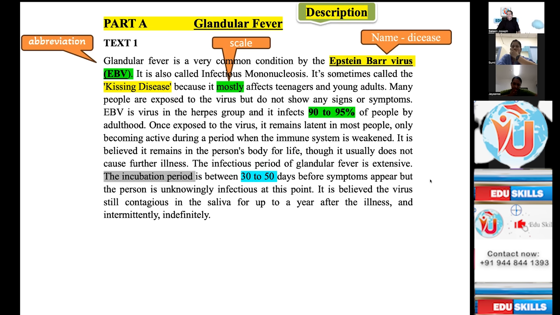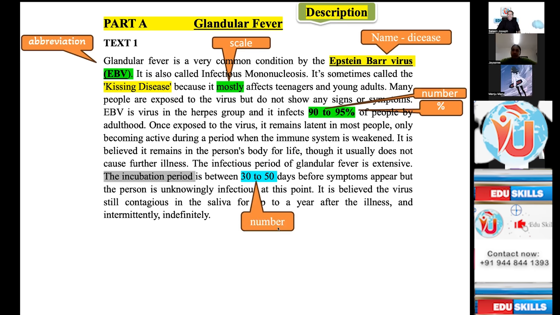Then you have numbers and percentages. Both you have here, number and percentage. Now this is from the text. Next one again, you have a number here. Now write down these things in your notebook. And when you find the questions and answers, we'll see whether these are the answers. And this must be the answers, I tell you.